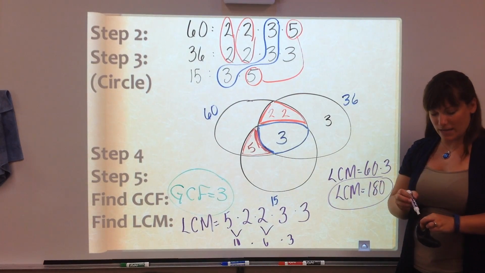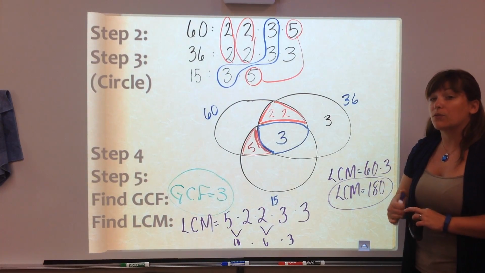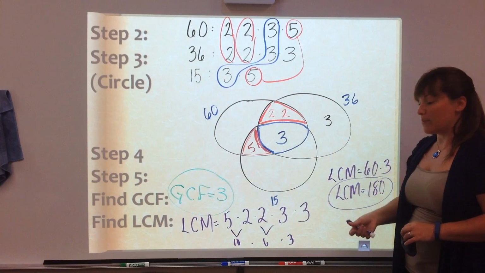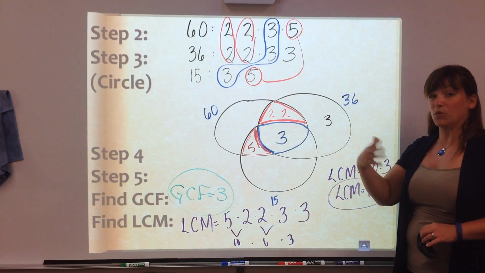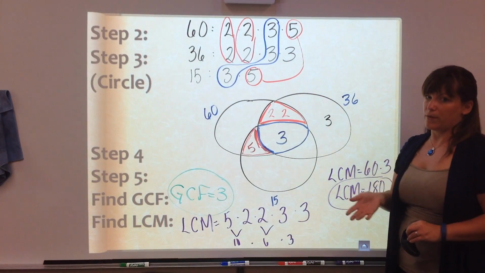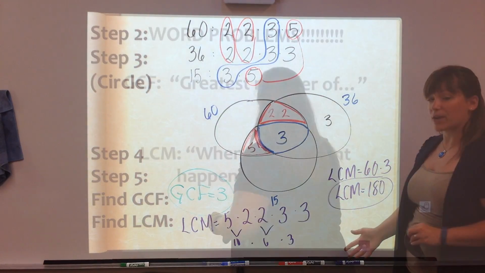Now you know why I prefer this for 3 numbers or big numbers, because we would have to, the old way, go to multiples of 180 before we found a match. So this is a little bit quicker.